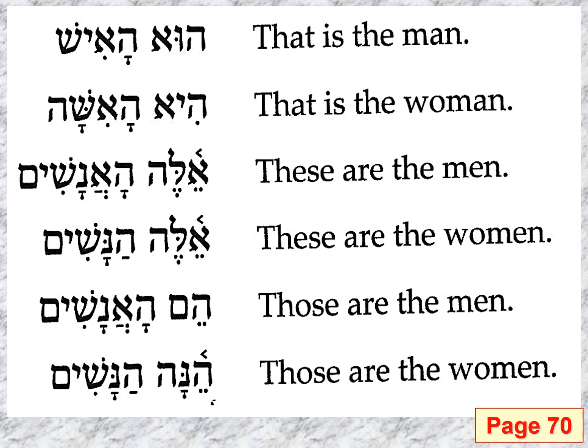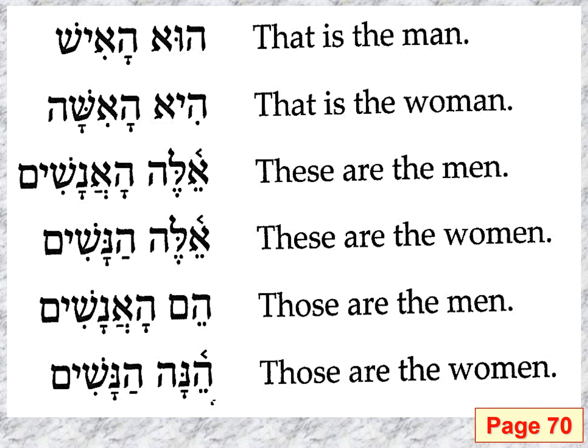Hu ha'ish. Hu is the far demonstrative, masculine singular, no definite article, and it is preceding the noun ish with the definite article. So hu ha'ish, that is the man. We again supply the verb of being. He ha'isha. That is the woman.